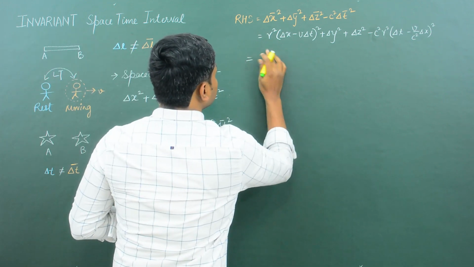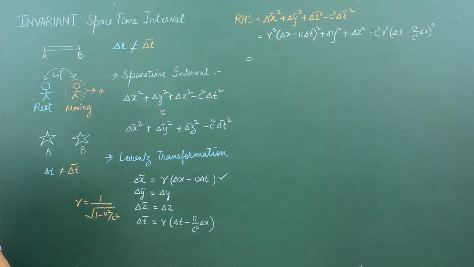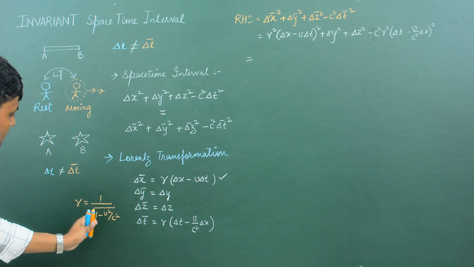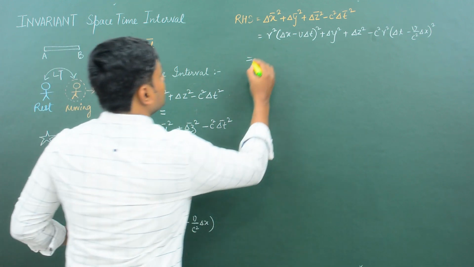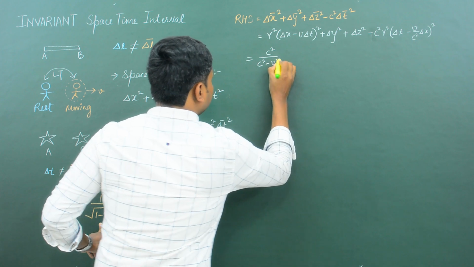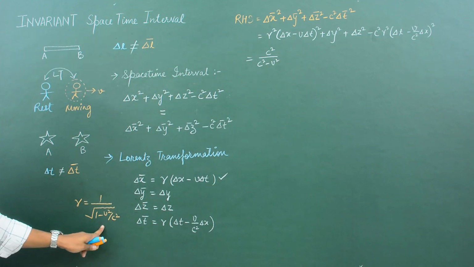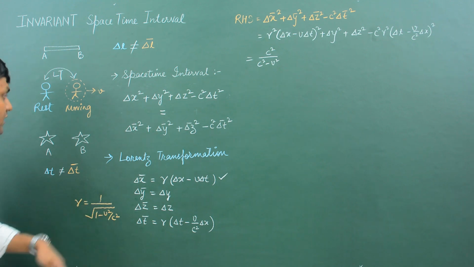Now, what is gamma? Gamma is nothing but 1 upon root over 1 minus v square upon c square. For gamma square, the square root will get removed. In the denominator, you have 1 minus v square upon c square, which can be simplified to write c square upon c square minus v square. So gamma square is nothing but, in the denominator, c square minus v square, and in the numerator, you will get a c square.